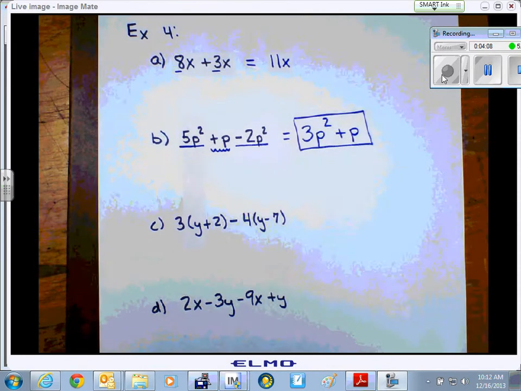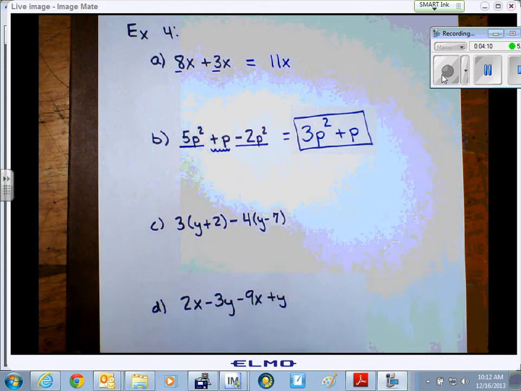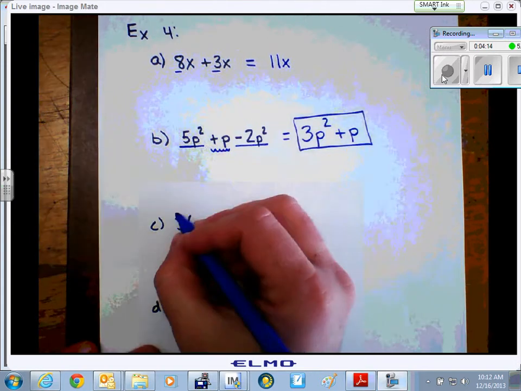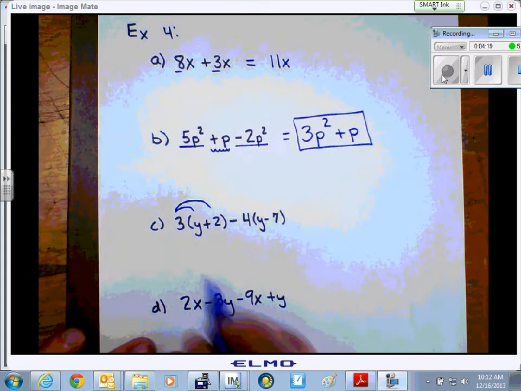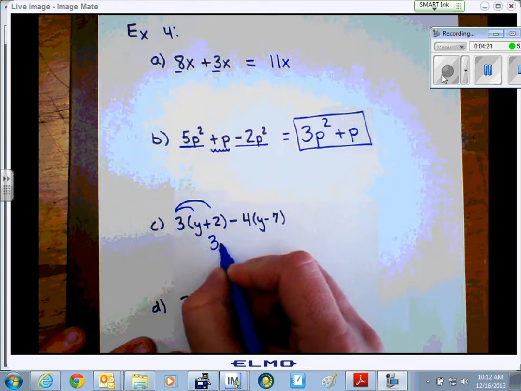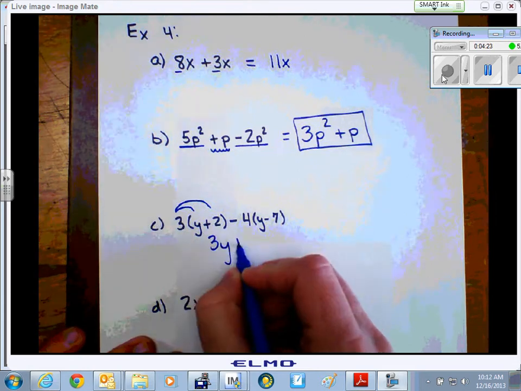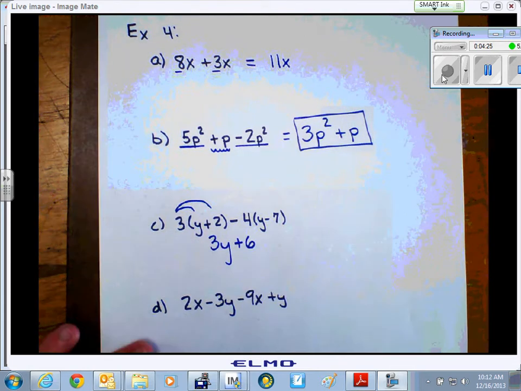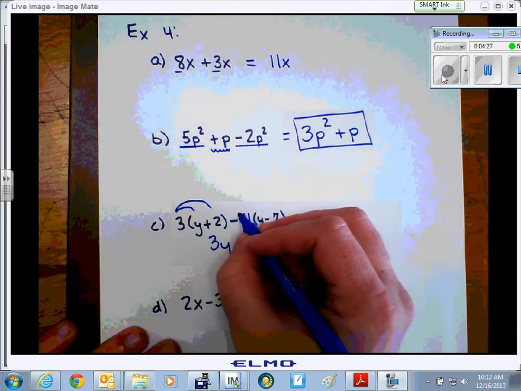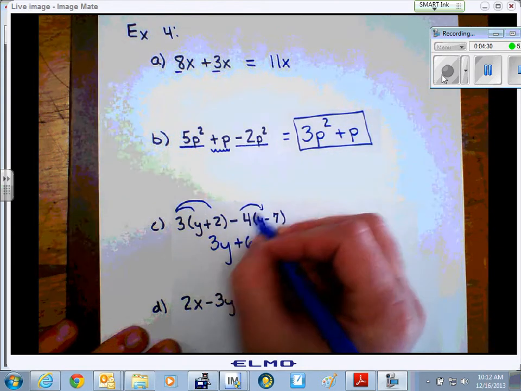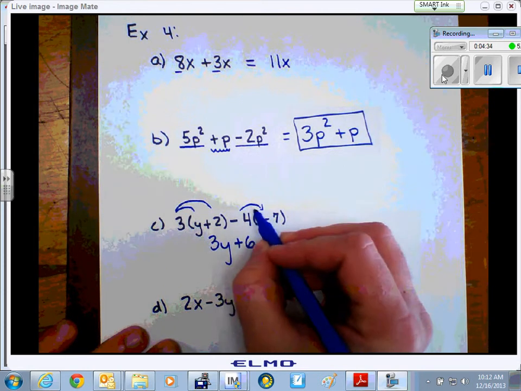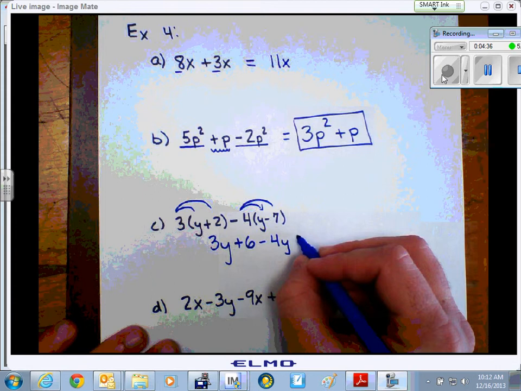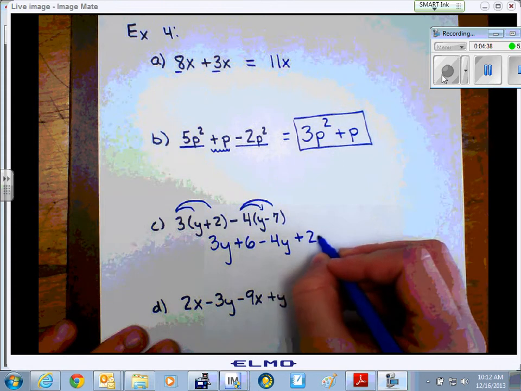All right, the last two a little bit tougher. Question C, you have to get rid of your parentheses. You got to follow order of operations. So get rid of parentheses by distributing the 3. So 3 times y gets you 3y. 3 times 2 gets you a positive 6. And be careful here, you're distributing a -4. So -4 times y is -4y. But you also got -4 times -7, which gets you a positive 28.